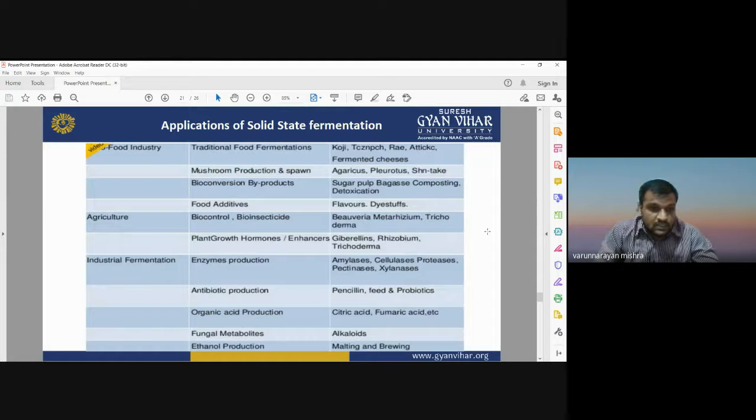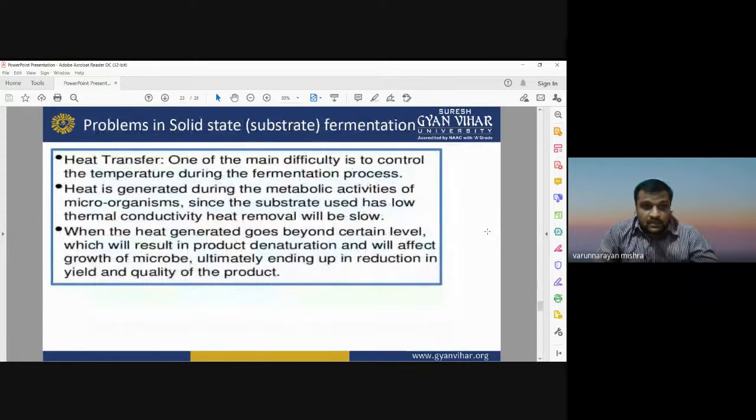It can be used in industries like enzyme production, antibiotic production, organic acid production, fungal metabolites, and ethanol production. These are the applications of solid state fermentation, but still there are some problems in SSF. One of the main difficulties in the SSF process is to control the temperature during the process.